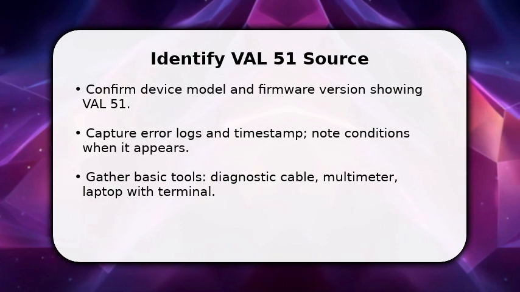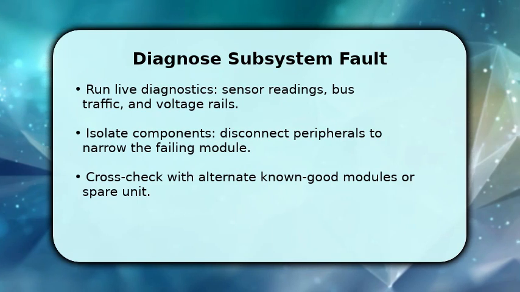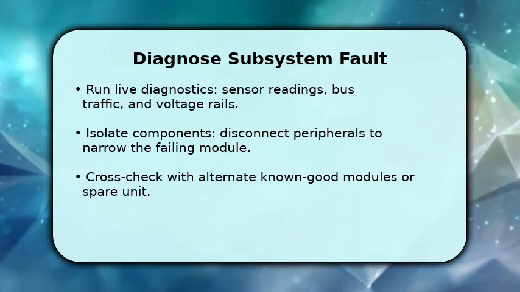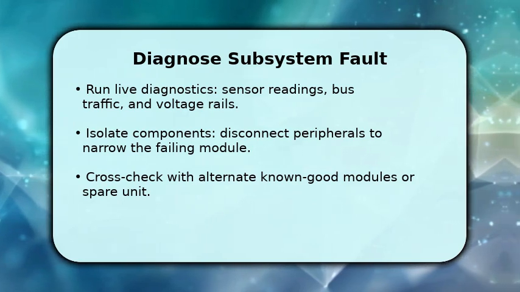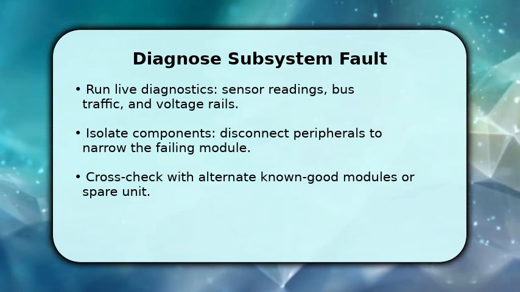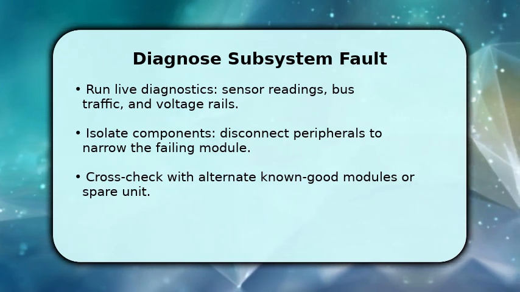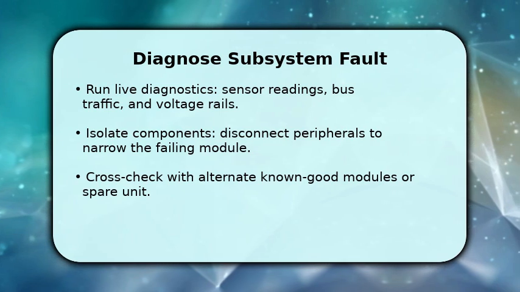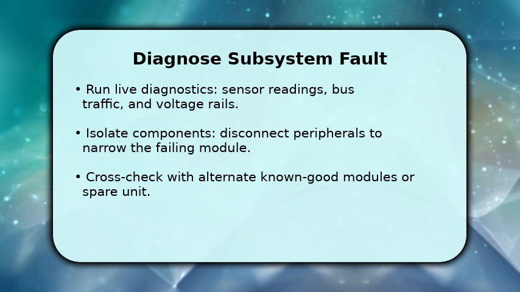Now focus on isolating the failing subsystem that produces VAL51. Run live diagnostics and watch sensor outputs and bus traffic for anomalies. Intermittent zeros or spikes point to hardware. Disconnect non-essential peripherals to rule out bus contention and measure voltage rails with a multimeter to confirm stable supply. Swap in a known good module or cable when possible to see if the error follows a component.